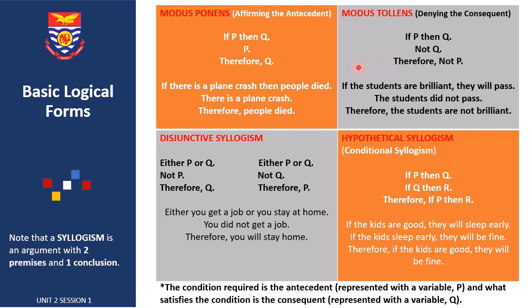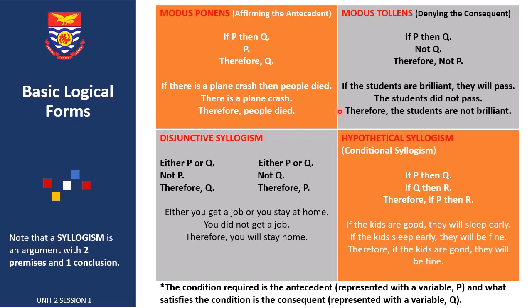Let's look at an example with the structure we have. It says, if students are brilliant, they will pass. Students did not pass. Therefore, the students are not brilliant. And this is a deductive argument, and understand that it is valid, right?